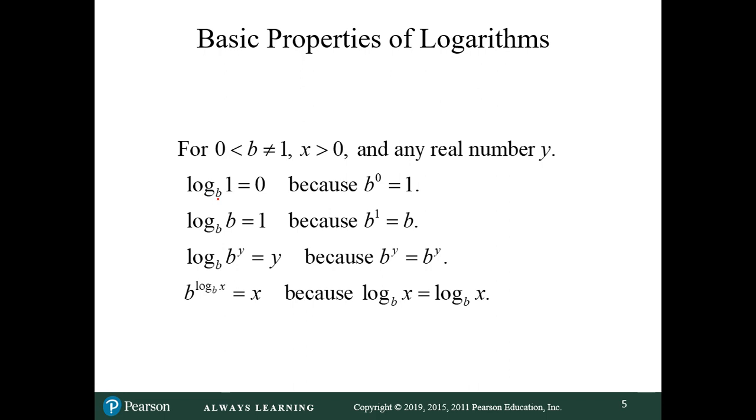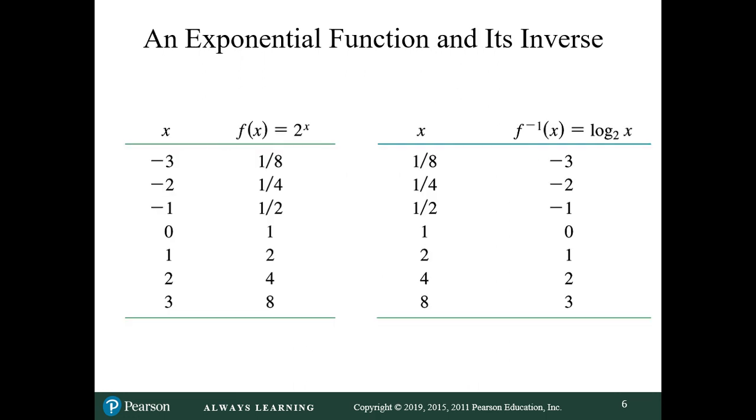So the log base anything of 1 equals 0 because anything to the 0 power equals 1. The log base b of b is always going to be 1, because b to the y power equals b to the y power. And then a number to a log power of the same base is just the number. We'll go through a couple of those.